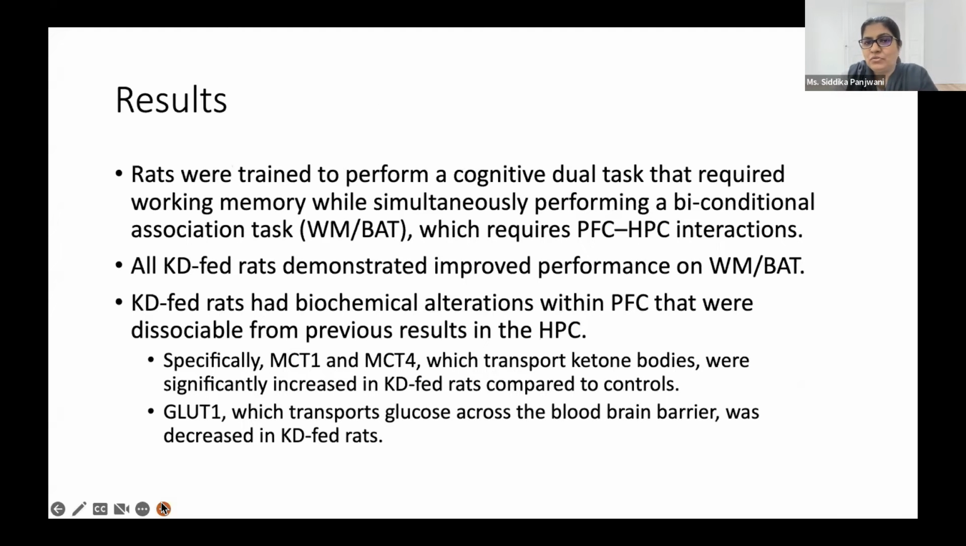So they trained the rats to perform a task of working memory and also a biconditional task. Now, the rats that were given ketogenic diet definitely performed better on these tasks over a period of time as compared to rats who were given a more carb-rich diet. This suggests that ketogenic diet does play a role in improving cognitive abilities by providing an alternative fuel source.